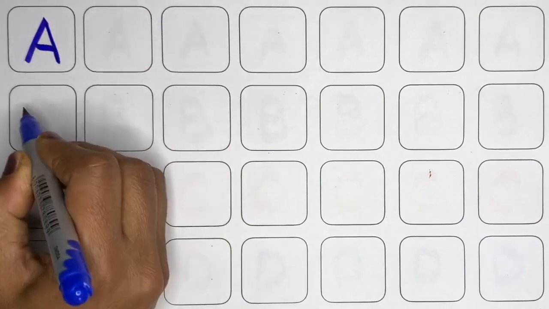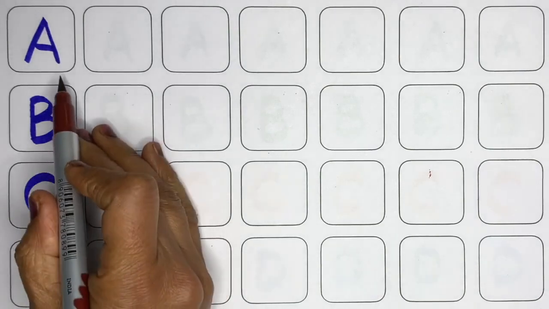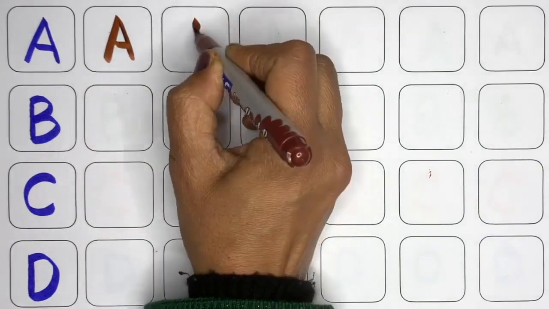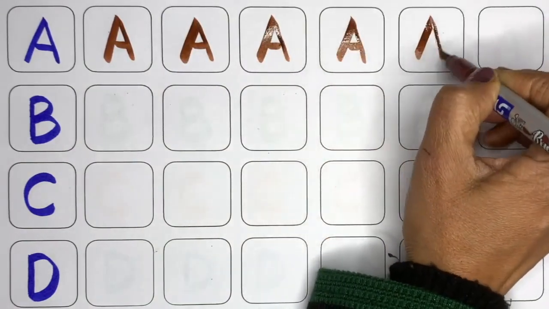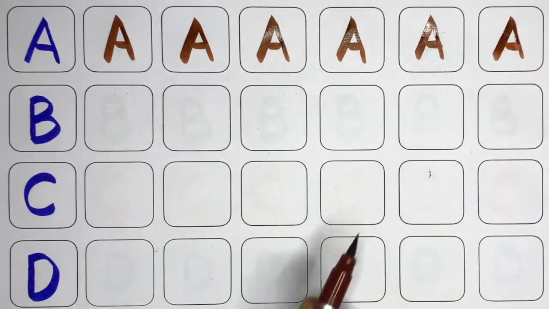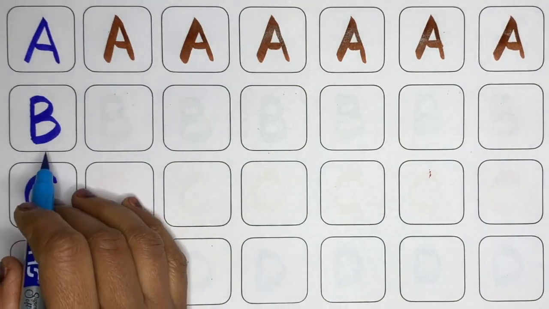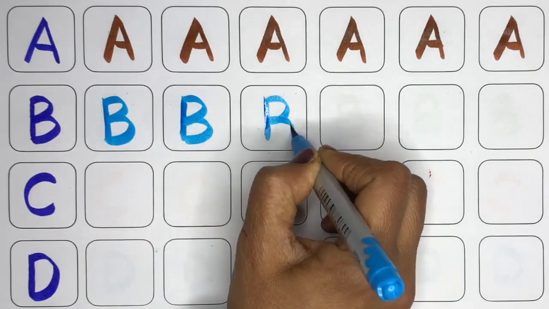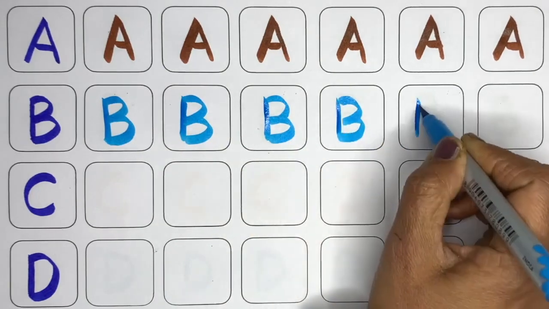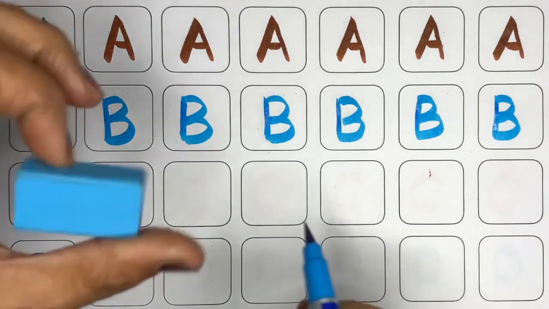A, B, C, D. A for apple. A. Brown color. B for ball. B. Sky blue color.